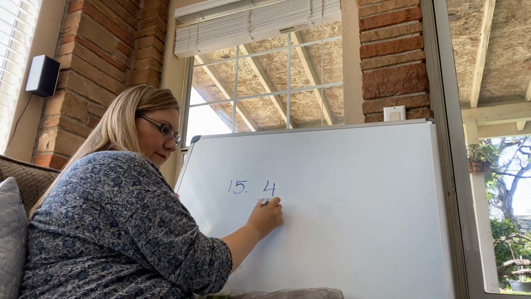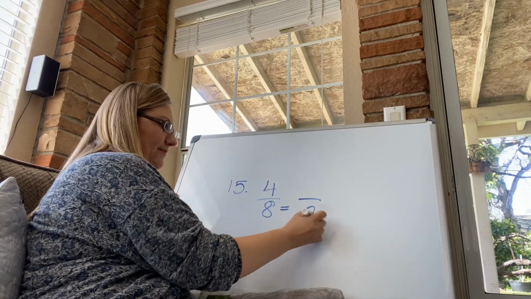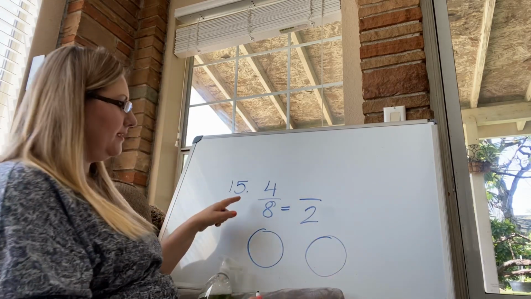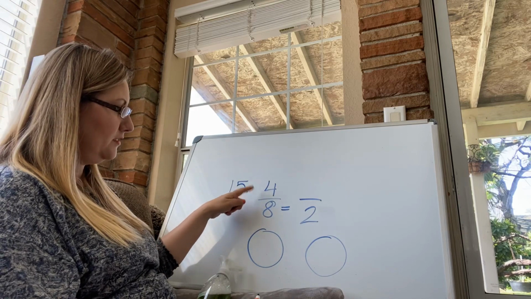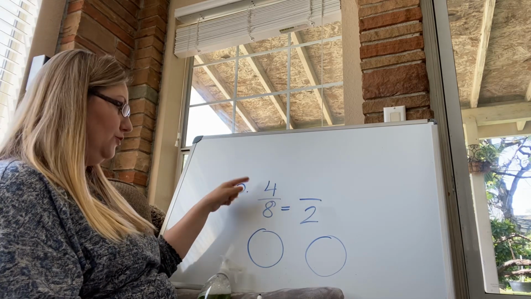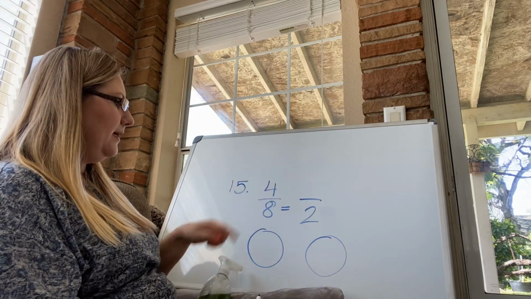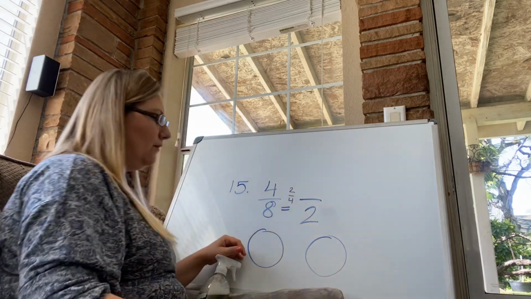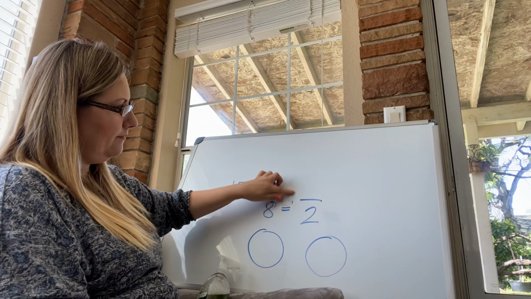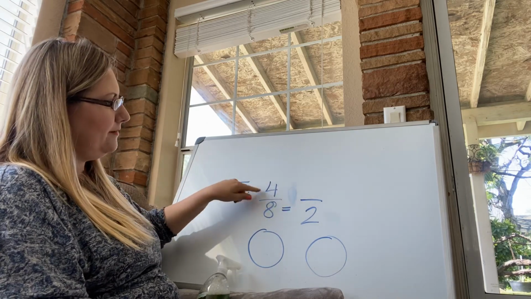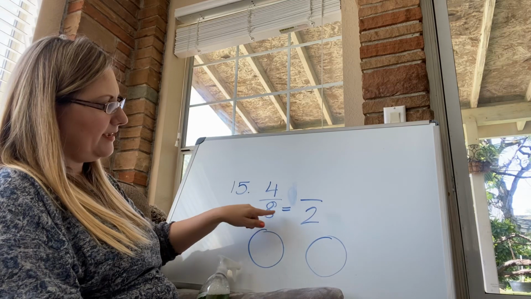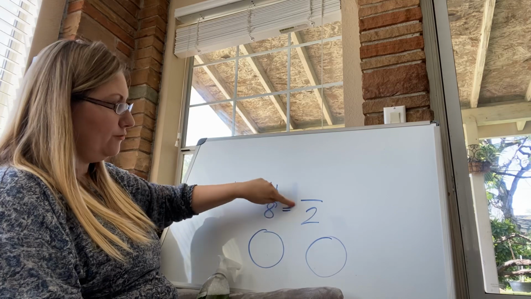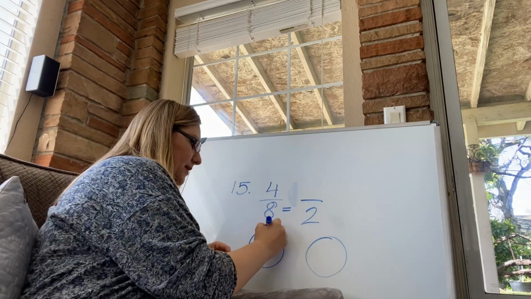So number 15, 4/8 is how many halves? Okay, so we could take a number that both of these are divisible by, like a 2. 4 divided by 2 is 2. 8 divided by 2 is 4. That would give us 2/4. Or we could divide it by 4 and say 4 divided by 4 is 1, 8 divided by 4 is 2, okay? And figure it out that way, which you will do when you're a little bit older next year.